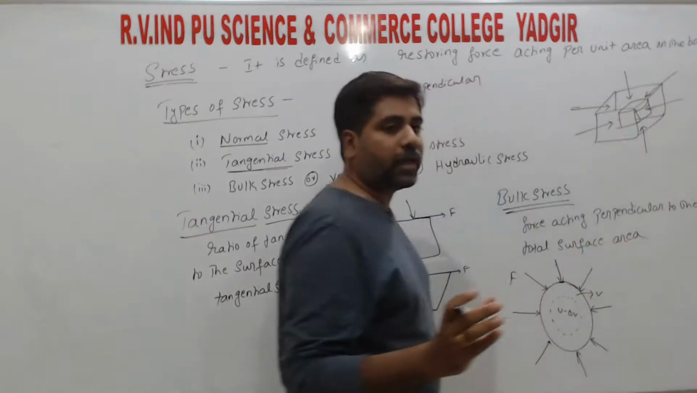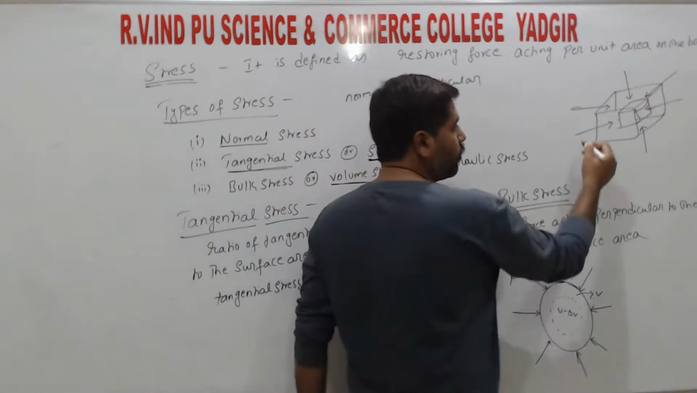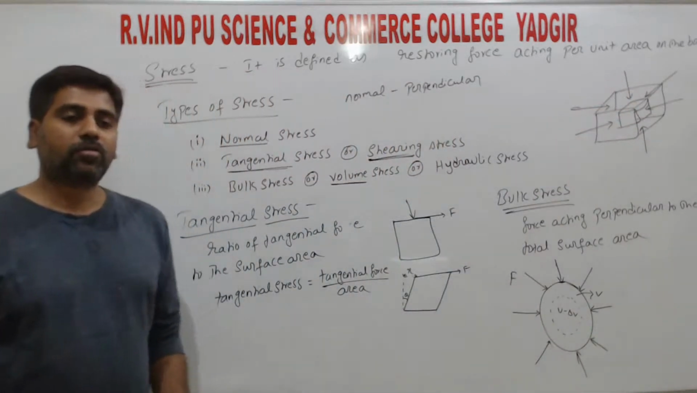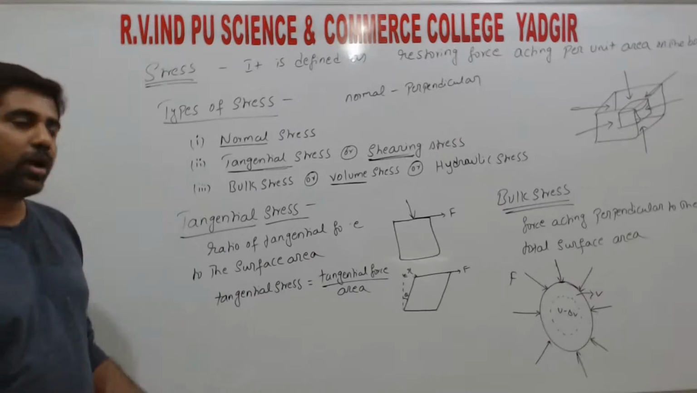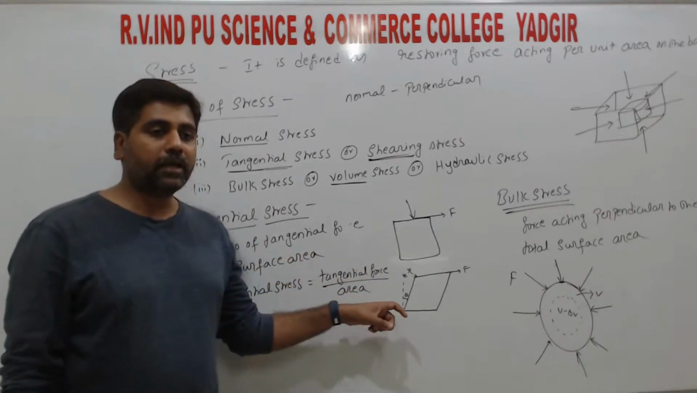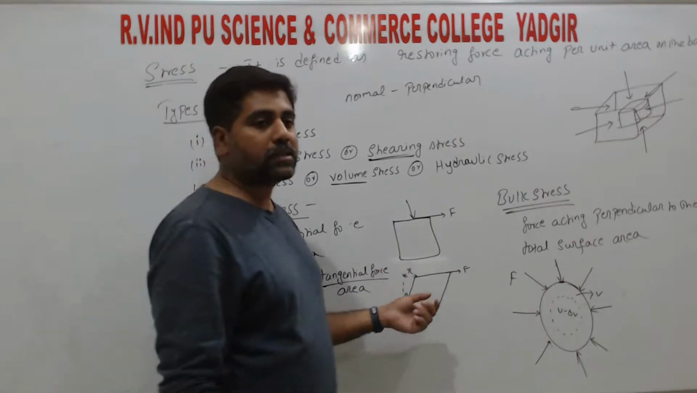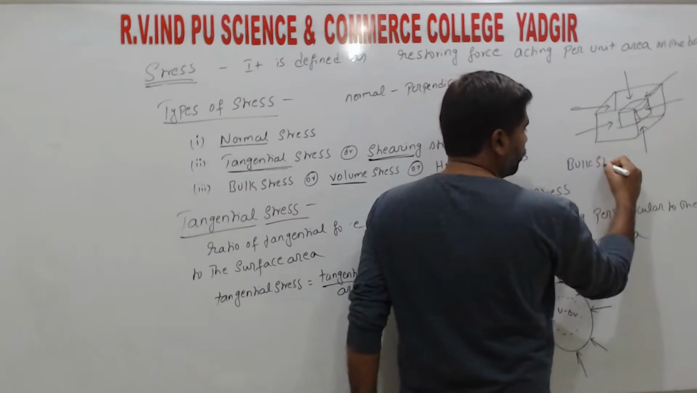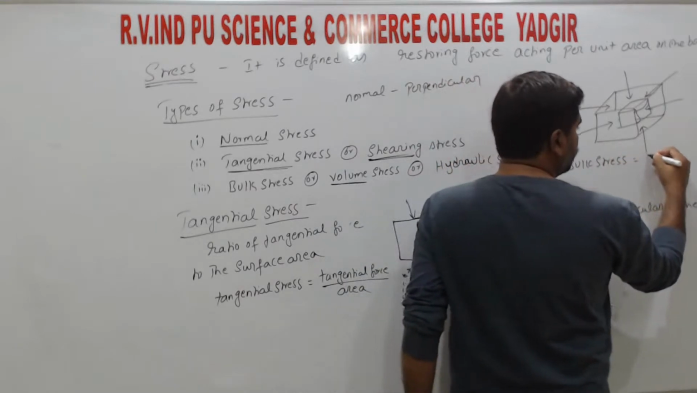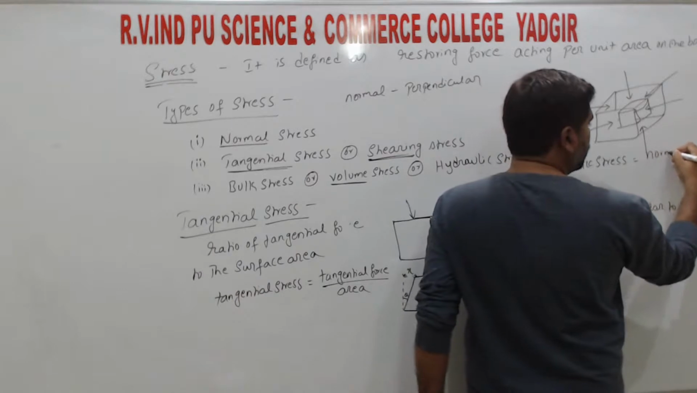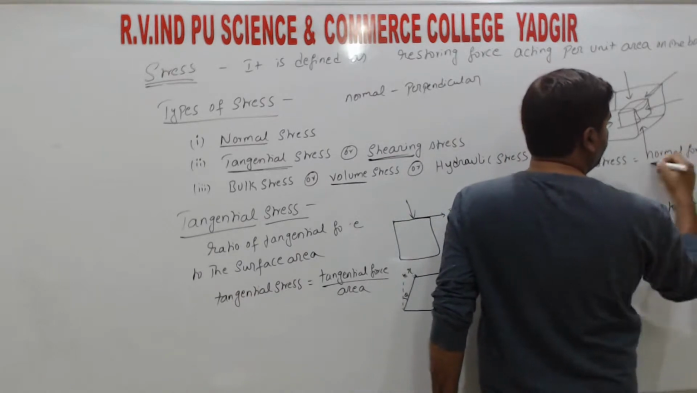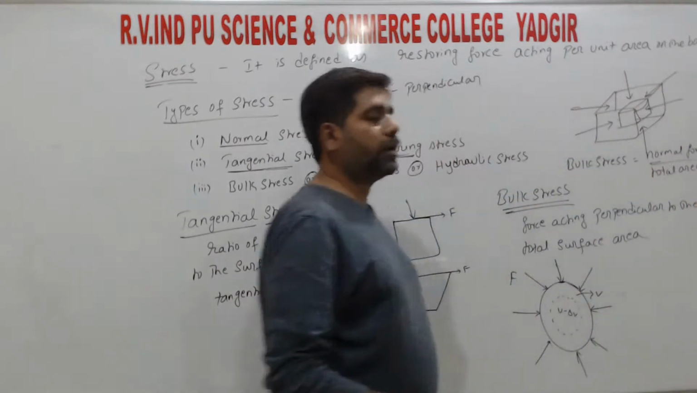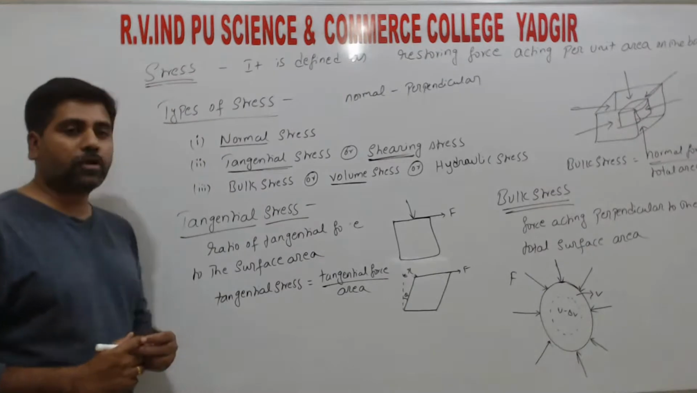So its size becomes smaller. So if we apply the force in the opposite direction, the configuration of the object gets enlarged. So the size becomes bigger. So either it may decrease or it may increase. So that type of stress we call bulk stress. So again bulk stress is equal to normal force to the total area, right? So normal force acts on the total area.